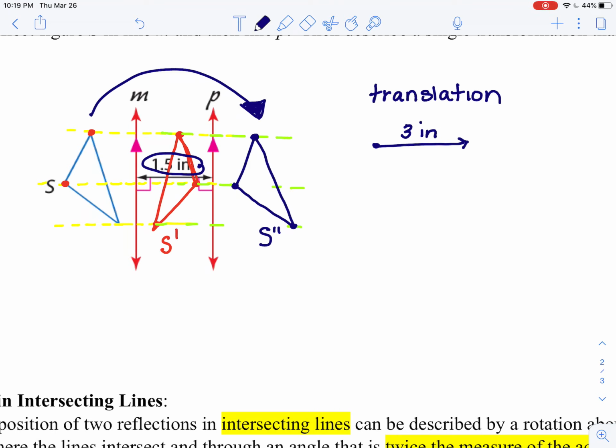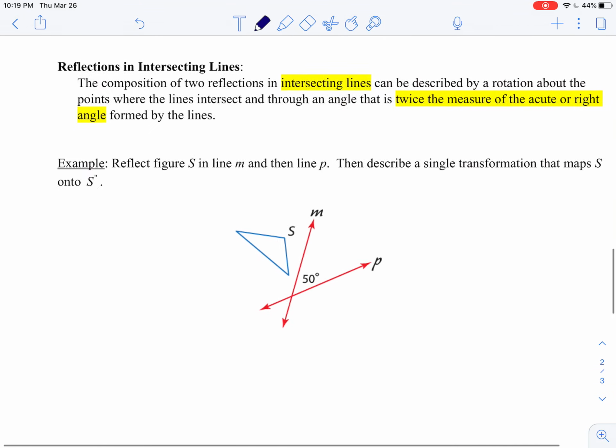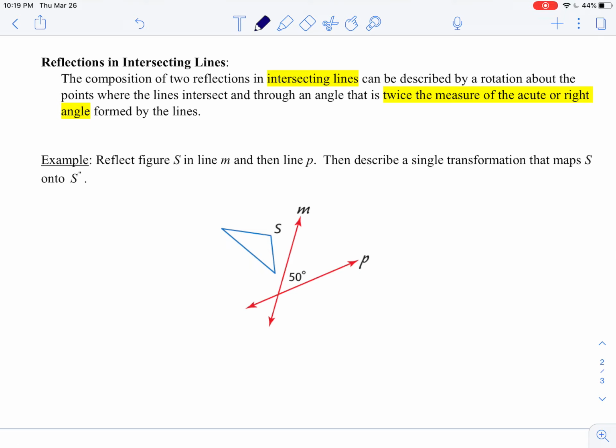Okay, our last example for today is a composition of two reflections again, but this time the reflections are going to occur in intersecting lines. Performing two reflections over intersecting lines is the same as just doing a single rotation, and that single rotation is done for twice the measure of the acute or right angle formed by your intersecting lines.